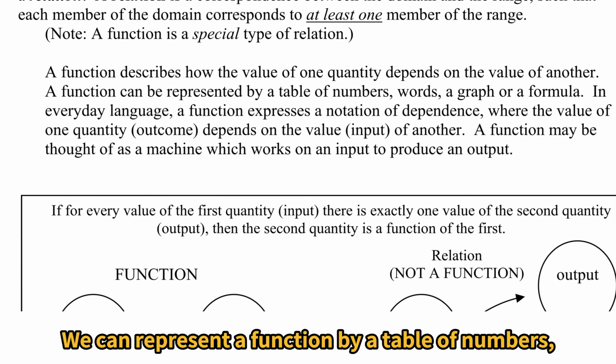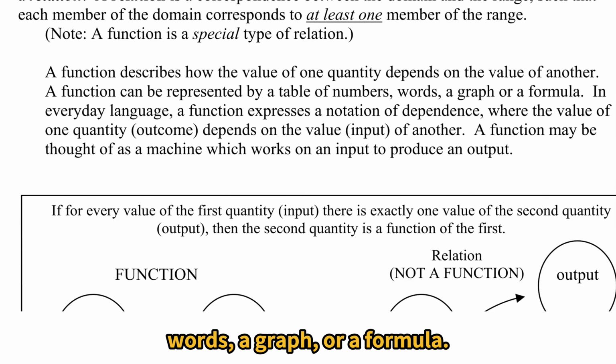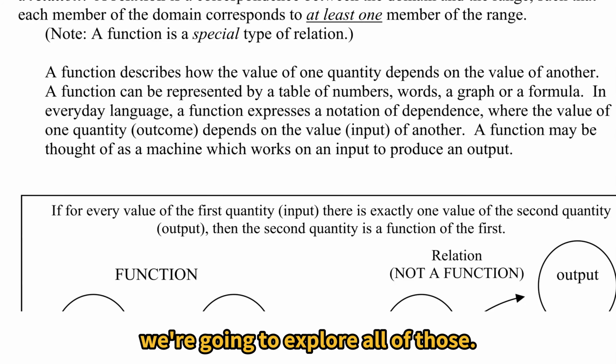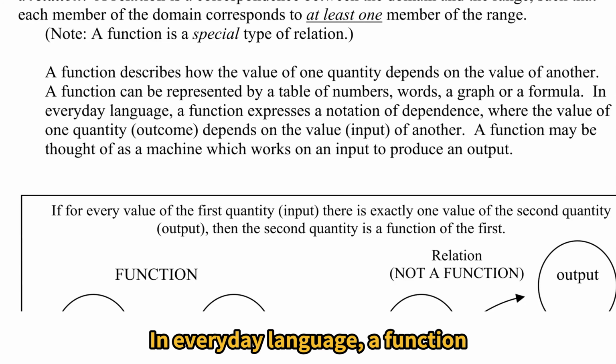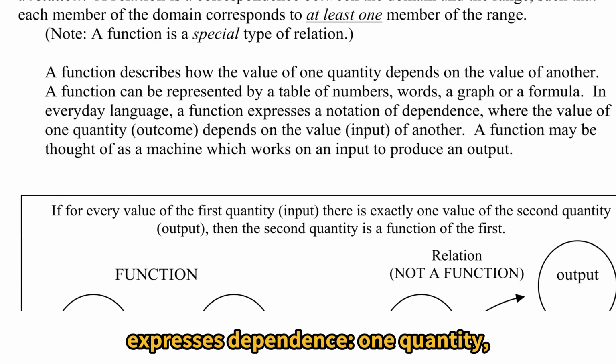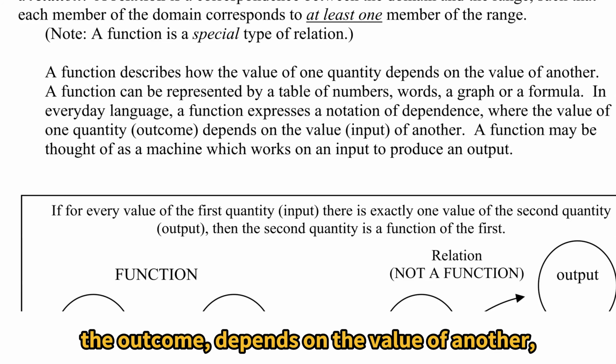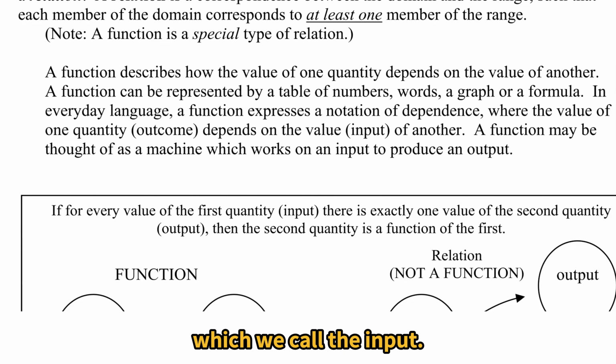We can represent a function by a table of numbers, words, a graph, or a formula, and in this lesson we're going to explore all of those. In everyday language, a function expresses dependence. One quantity, the outcome, depends on the value of another, which we call the input.